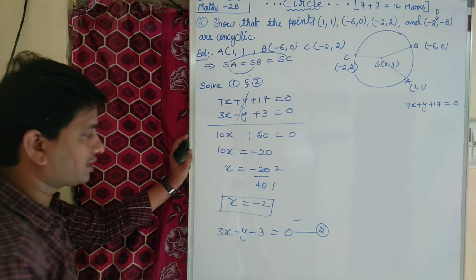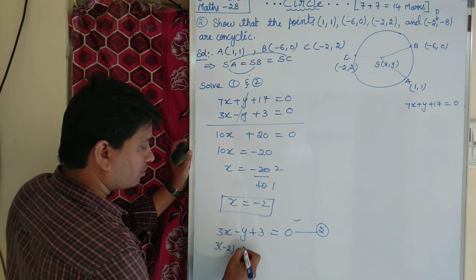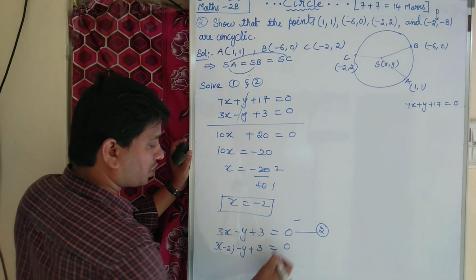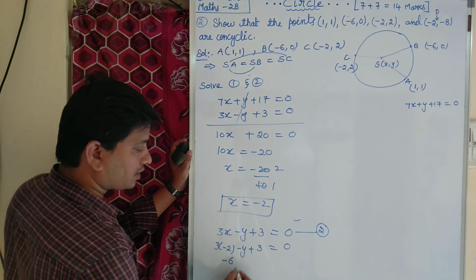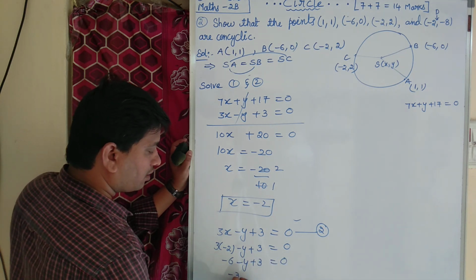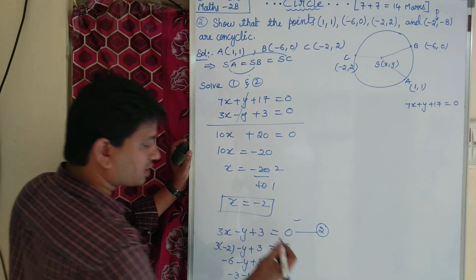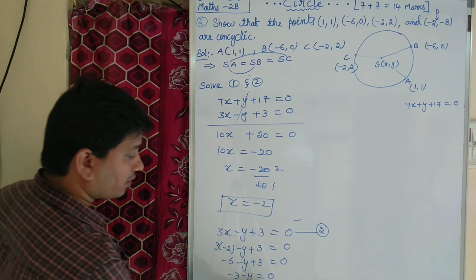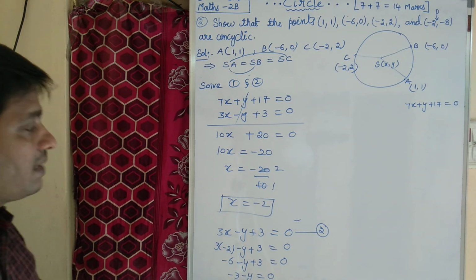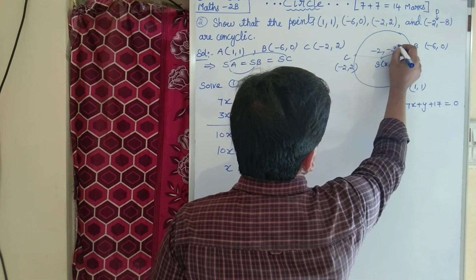Right? Now substitute x equal to minus 2 in equation number 2. 3 into minus 2 minus y plus 3 equal to 0. 3 twos are 6, so minus 6 minus y plus 3 equal to 0. Minus 6 plus 3 is minus 3, minus y equal to 0. Minus 3 equal to minus y; transposing, we get plus y. So what is the value of y, children? The value of y is minus 3. So we got the center, that is (minus 2, minus 3).